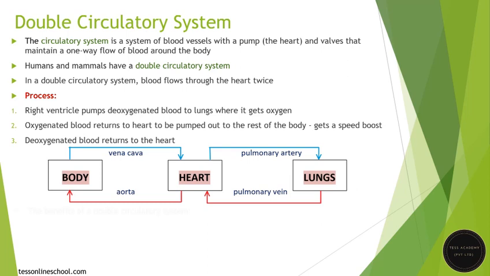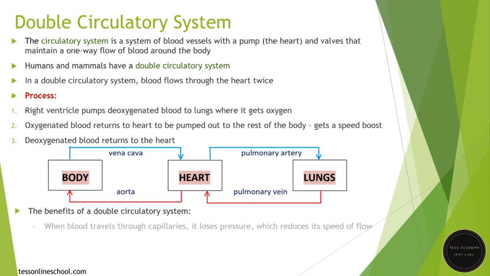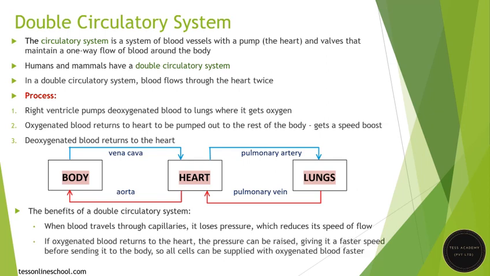The benefits of the double circulatory system are that when blood travels through capillaries, it loses pressure, which reduces the speed of flow. Therefore, if oxygenated blood returns to the heart, the pressure can be raised, giving it a faster speed before sending it to the body, so all cells can be supplied with oxygenated blood much faster, which is required for respiration of the cells for their metabolic processes.